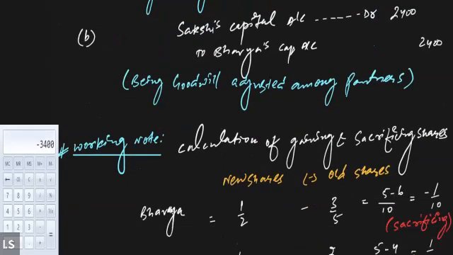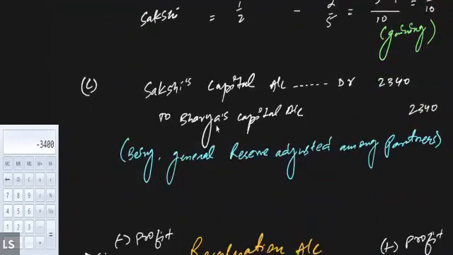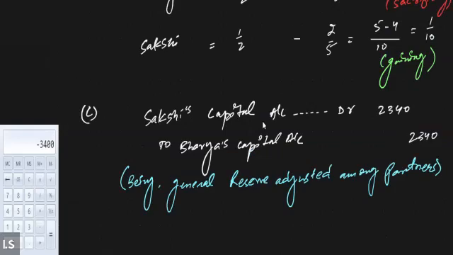So for that purpose, the solution will be Sakshi's capital account will be debited to Bhavya's capital account, and we already know the gaining and sacrificing shares. So all we need to do is just find out 1/10 of 23,400. So 1/10 of 23,400 will be 2,340. So Sakshi's capital account will be debited by 2,340 and Bhavya's capital account will be credited by 2,340, since Sakshi is the gaining partner and Bhavya is the sacrificing partner. And the narration will be being general reserve adjusted among the partners.